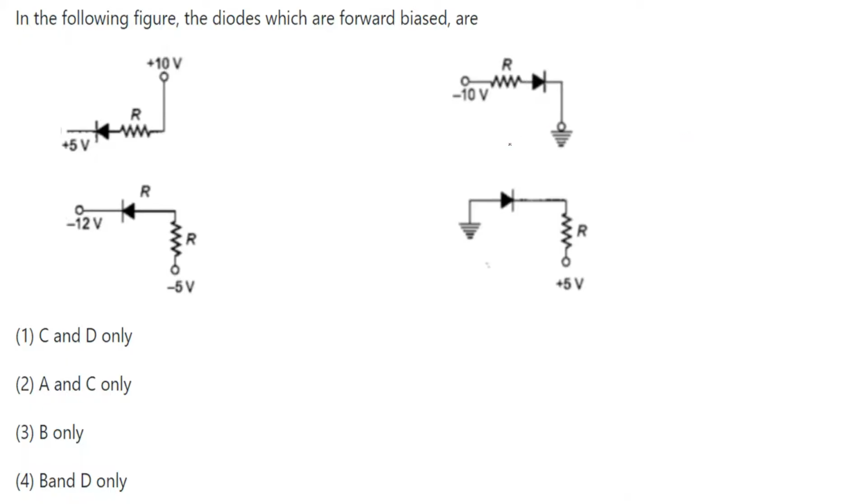So this is the next question. In the following figure, the diodes which are forward biased are. Here he has given 4 options. Let this be option A, this be option B, let this be option C, and let this be option D. Now he is asking the condition for forward bias. What is the condition for forward bias? P should be at high potential, whereas N should be at low potential.